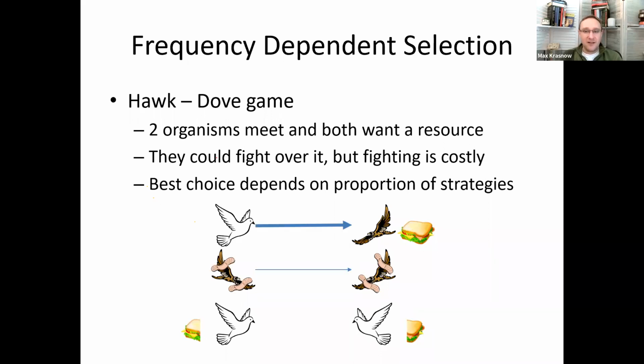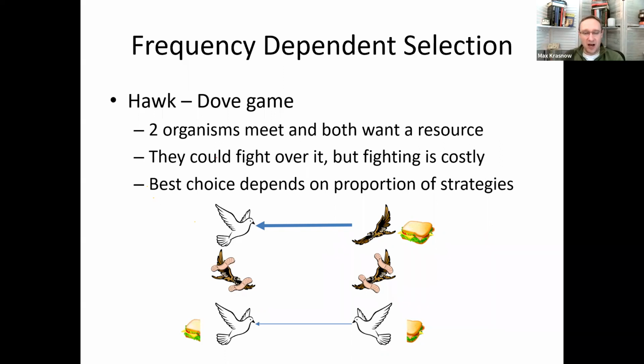If there are more hawks in the population, then it's better to be a dove, because at least that way you don't end up hurt. Then this is going to cause the frequency of doves to increase when doves are rare. But when doves get common enough, now they're most likely to encounter themselves, and the most likely thing to encounter is a dove. And in that case, the direction of selection switches.